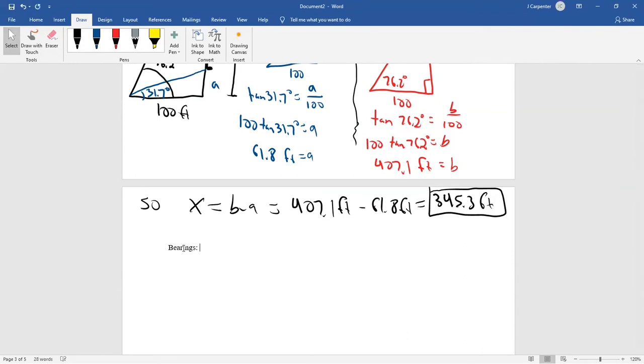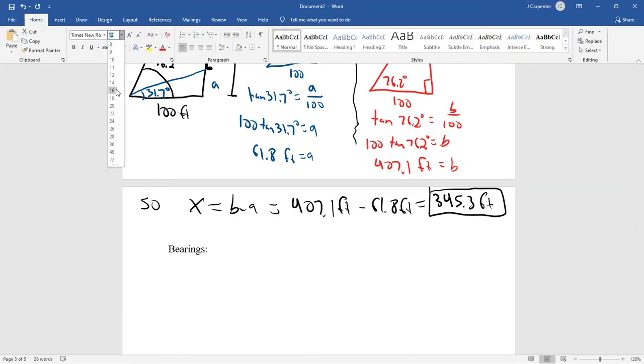Bearings, small font again. So in this course, we have said that you always measure your angle for traditional angles from the positive x-axis. If we're doing a reference angle, either the positive or the negative x-axis, but never the y-axis. Bearings are the opposite of that. Bearings feel like you're measuring from the y-axis, either positive or negative.